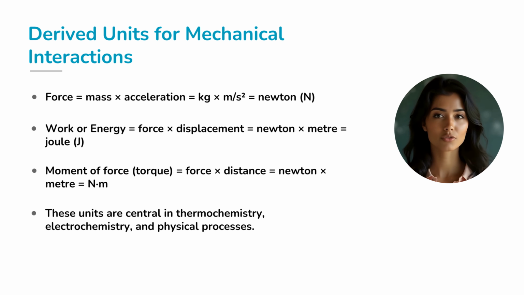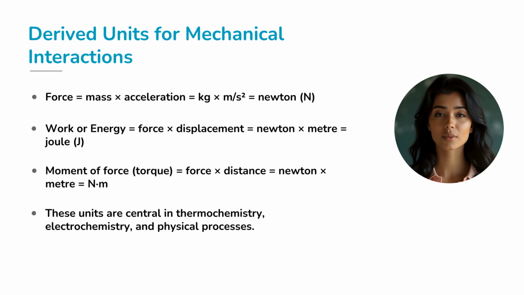Force is the product of mass and acceleration. So its unit becomes kilogram times meter per second squared, and this is called a Newton. When this force causes displacement, we get work, and work done is force multiplied by displacement. The unit becomes Newton meter, which is named the joule. Similarly, moment of force, also called torque, is force times distance, and it too has the unit Newton meter.